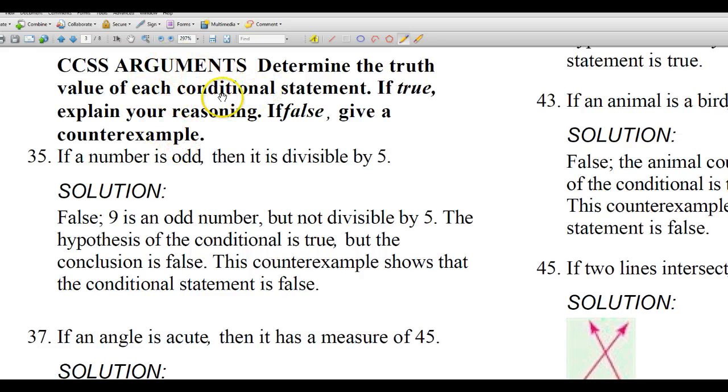Determine the truth value of each conditional statement. If true, explain your reasoning. If false, give a counterexample. If a number is odd, then it is divisible by 5.